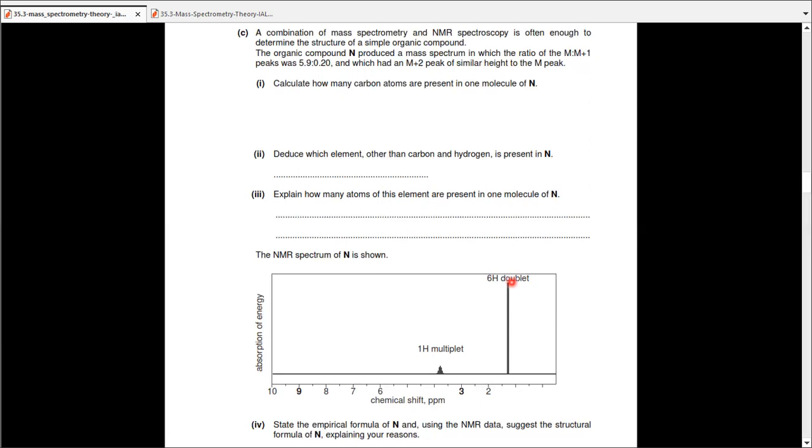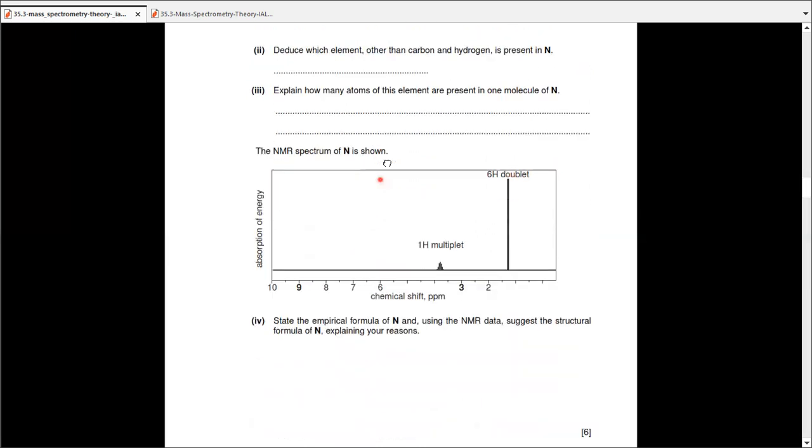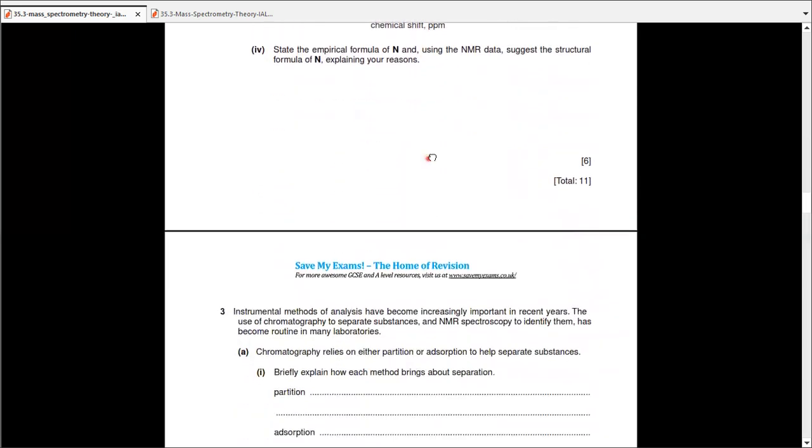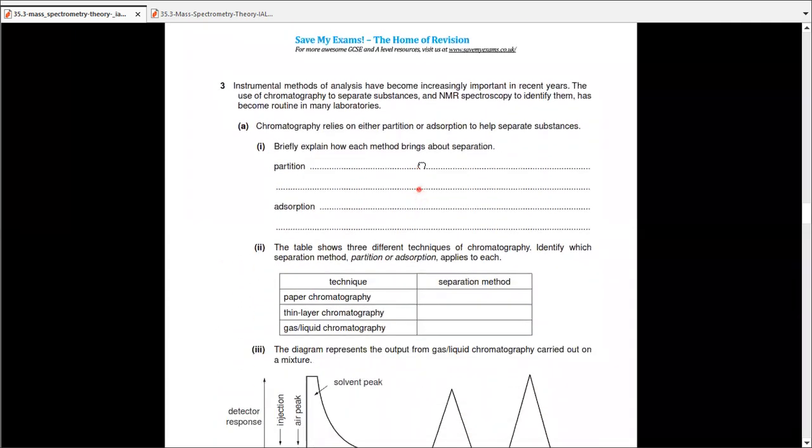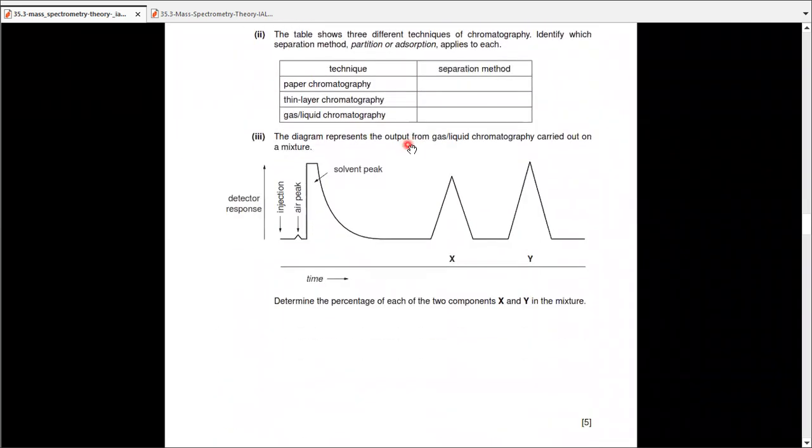Now, moving on, number 3. Explain how many atoms of this element are present in one molecule of N. I think one. Very good. Why do you think 1 is correct and not 2? Because they didn't mention any M plus 4 peaks. Perfect, because they didn't mention any M plus 4 peak. If there were 2 atoms of bromine, there must be an M plus 4 peak.